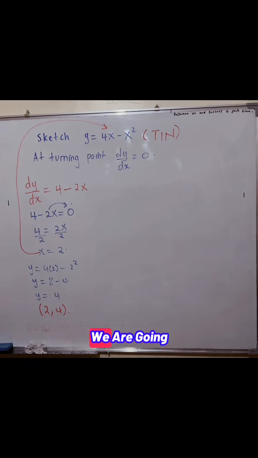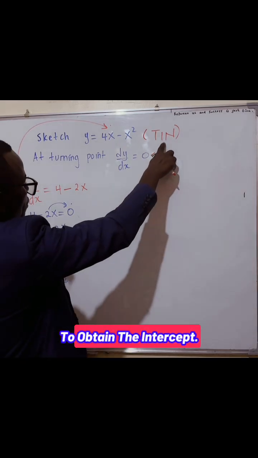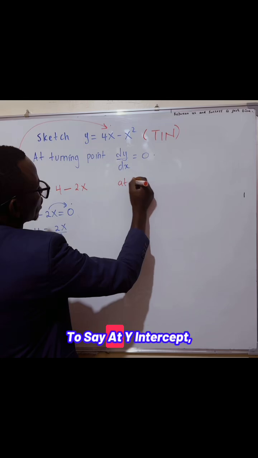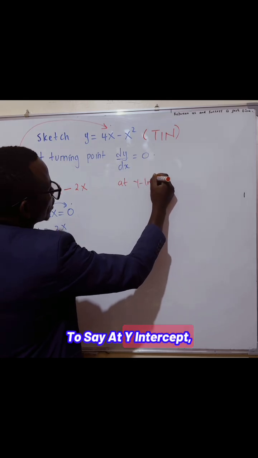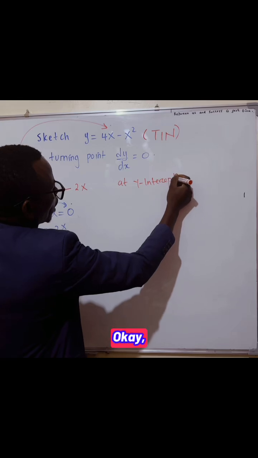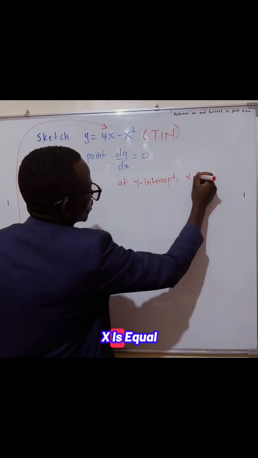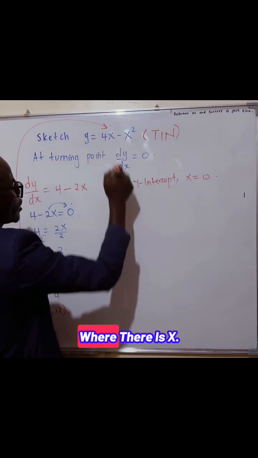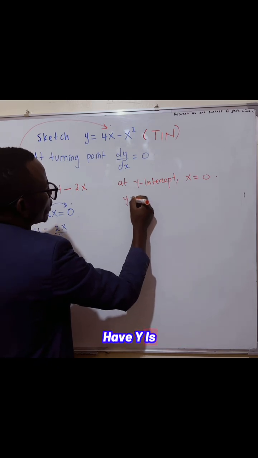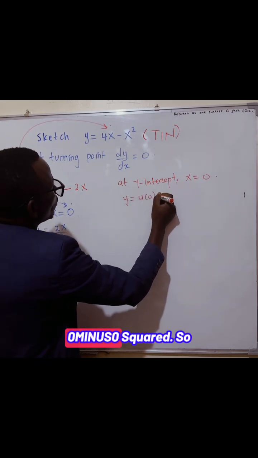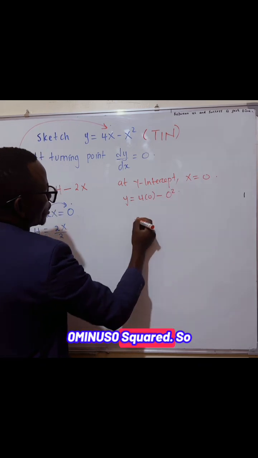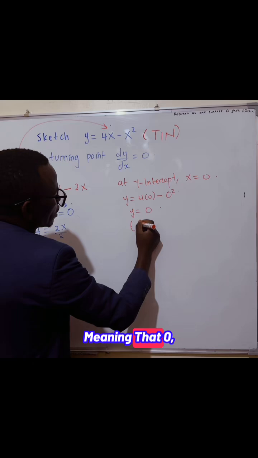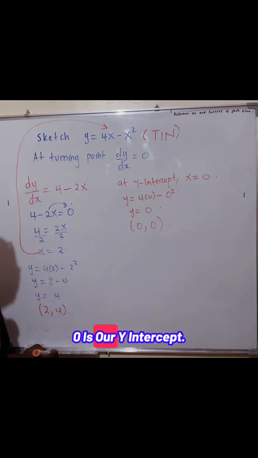Now from there, we are going to obtain the intercepts. So to obtain the intercept, we are going to say at y intercept, x is equal to 0. So we substitute 0 where there is x, and we shall have y is equal to 4 into 0 minus 0 squared. So we shall have y is equal to 0, meaning that (0, 0) is our y intercept.